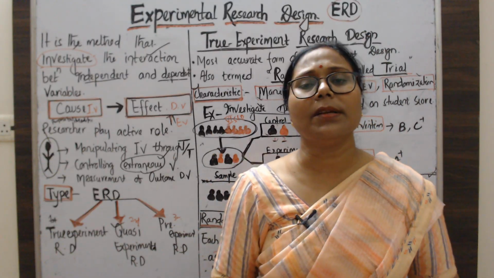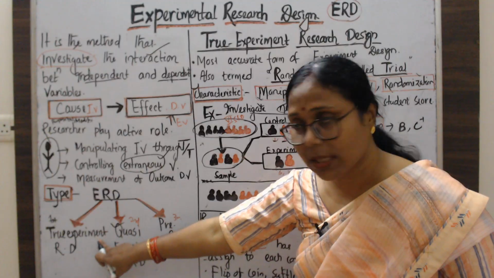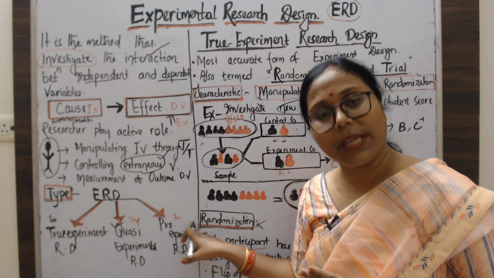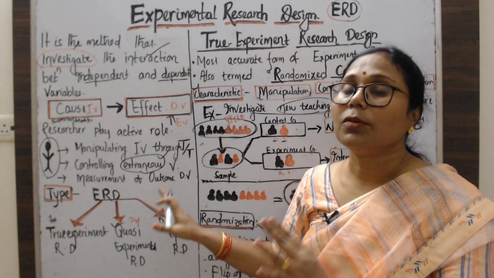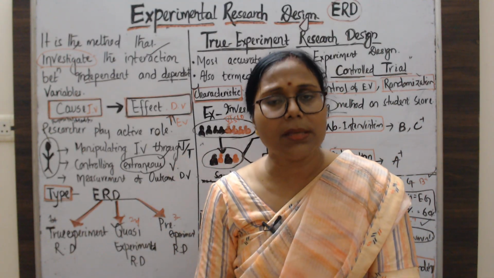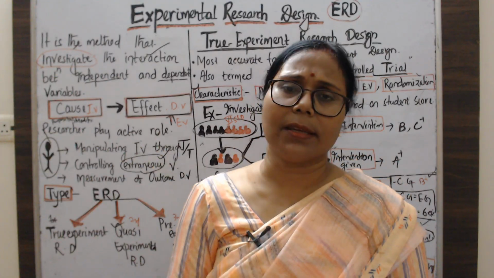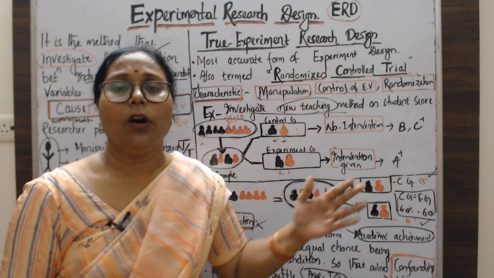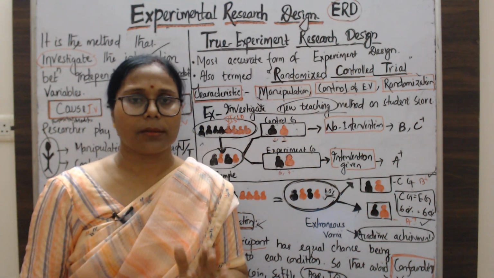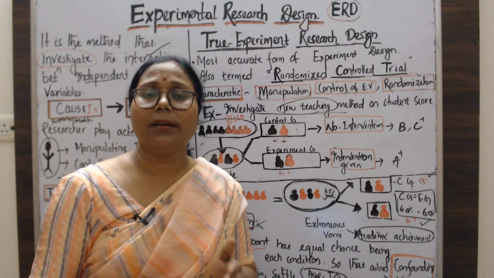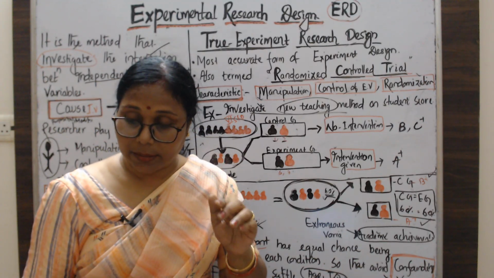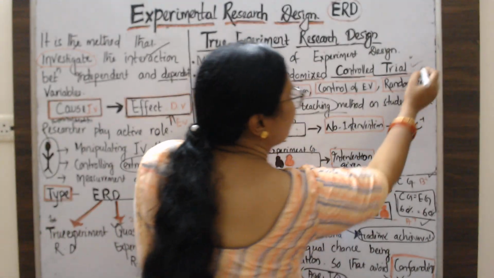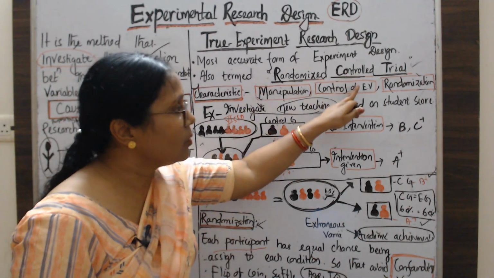Next, in experimental design there are three types: one is true experimental, second is quasi-experimental, and third is pre-experimental. That will be discussed. First, we will see what true experimental research design is. As the name indicates, these are accurate methods. This is an accurate form of experimental design, or you can say it is the most powerful design to investigate the problem. It is also known as randomized controlled trial.